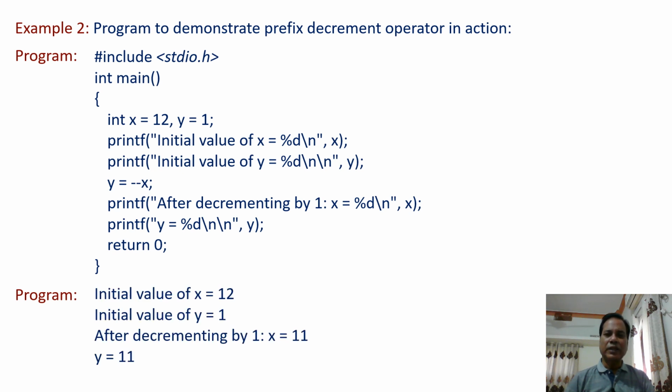Initially, these outputs are displayed on the output screen. Initial value of x is equal to 12. Initial value of y equal to 1. After decrementing by 1, value of x is equal to 11 and value of y equal to 11. So in this way, we have to note that whenever prefix decrement or increment operators are used, first we have to decrement or increment the value of the variable, then that value is assigned to the left side variable.